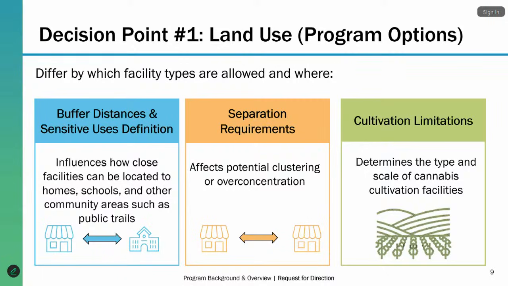The first, buffer distances and the definition of sensitive uses, which affect how close facilities can be located to homes and community services. The second, separation requirements, which influence the potential for clustering or overconcentration. And third, cultivation limitations, which determine the type and scale of cannabis cultivation that would be allowed. These variables will influence where cannabis facilities can locate, compatibility with surrounding uses, and market accessibility.